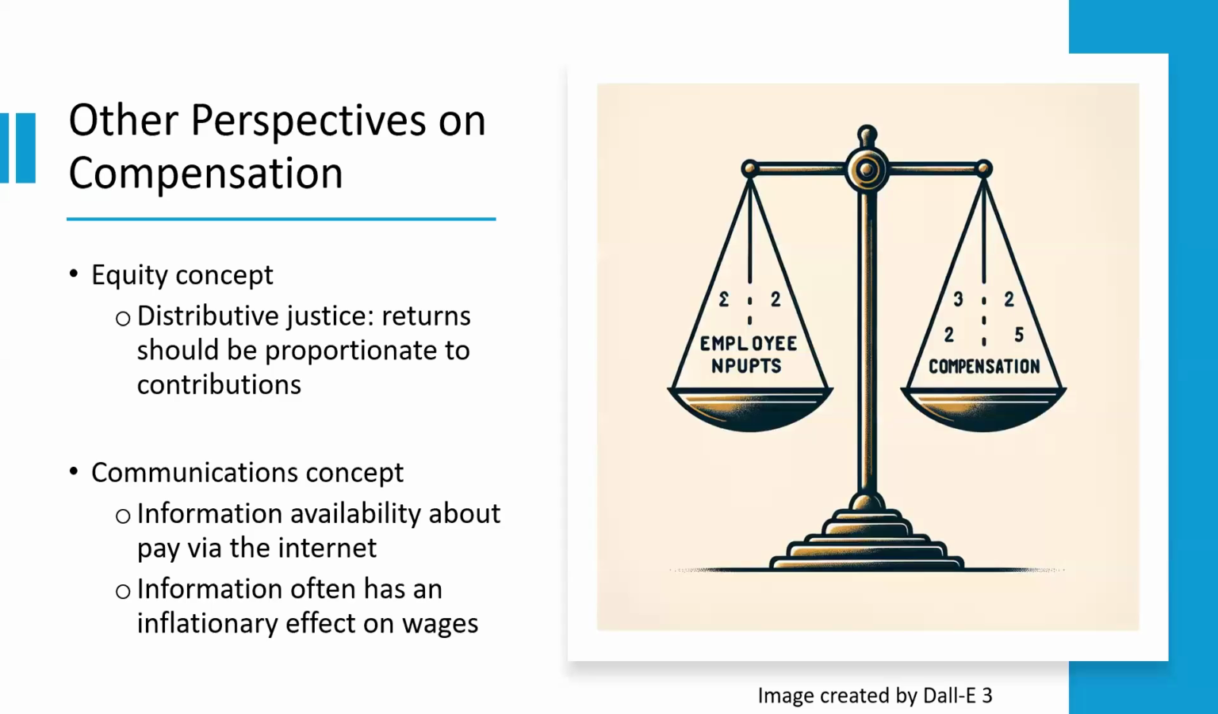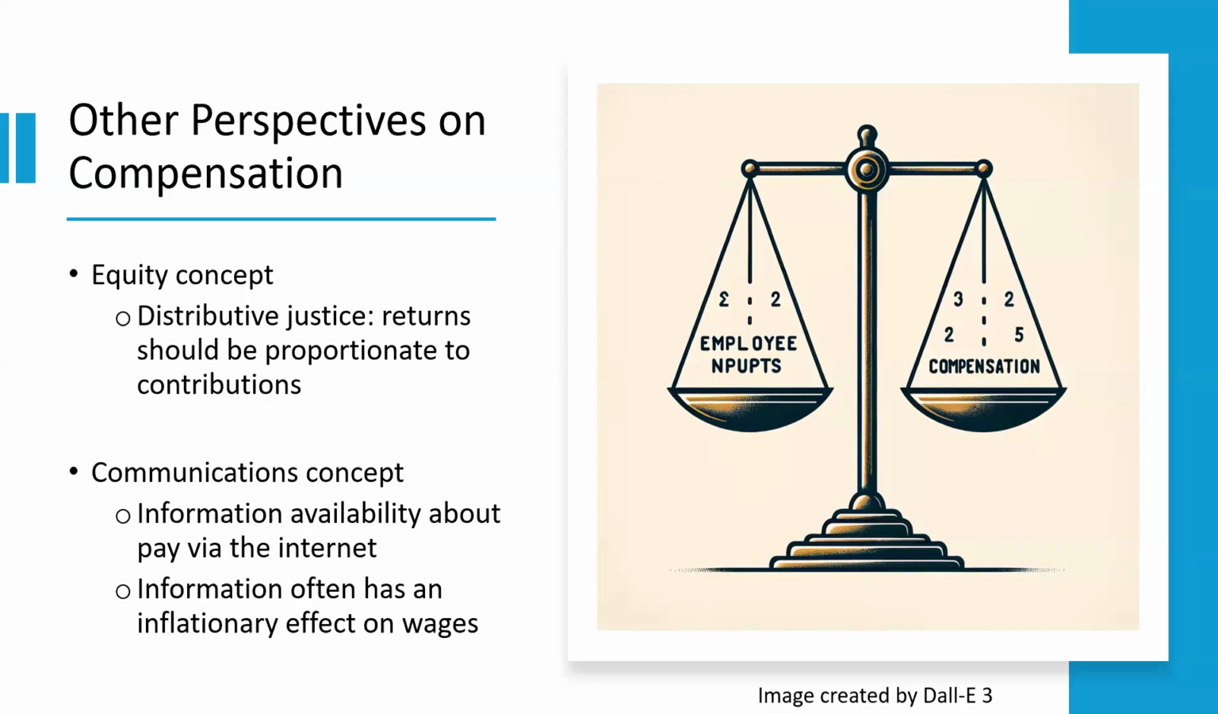Finally, we have some really important perspectives that we need to think about in terms of compensation as well. And this is how we are always kind of making decisions about how we're going to pay people within an organization. One equity concept that I'm hoping you've seen before is what we call distributive justice. And this distributive means the distribution of compensation within the organization. So returns, what the employee makes, should be proportionate to what they contribute to the organization. And usually, the way I think about it in my head is like the scale on this PowerPoint, where employees have certain kinds of inputs, and then compensation is the outputs from the organization for those employee inputs.